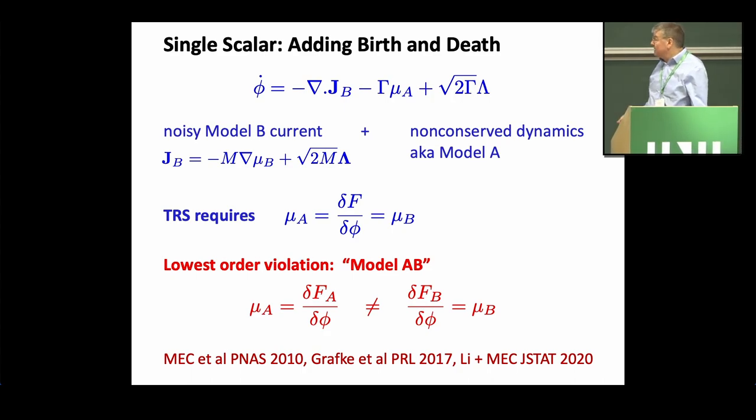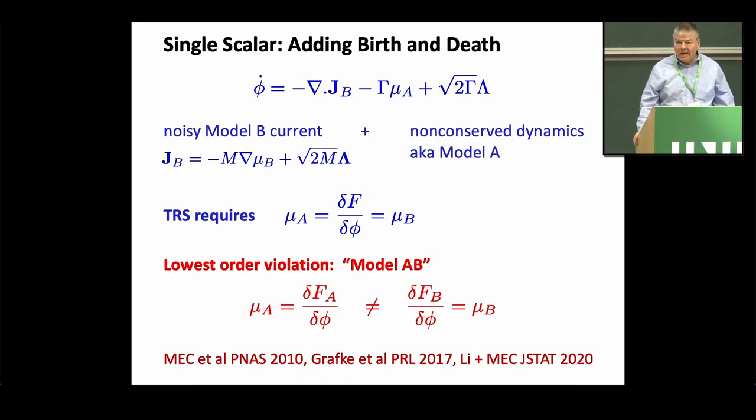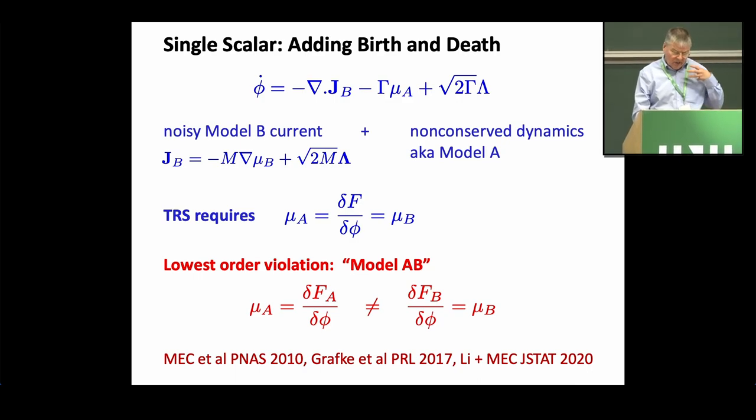Again, this can be broken at lower order than the gradient terms. I can just choose those two chemical potentials to not be the same anymore. That sounds possibly a bit weird, but actually it's a very natural choice if you're thinking, for instance, of bacterial colonies or any other active system where part of the physics wants to phase separate, but there's also some kind of population dynamics which changes the total number of particles.